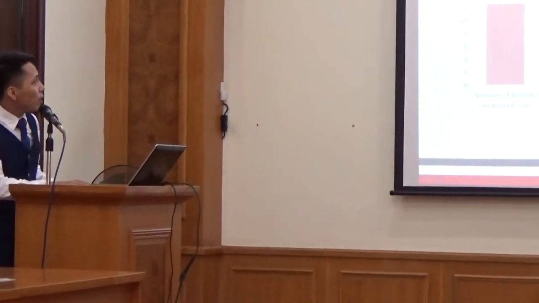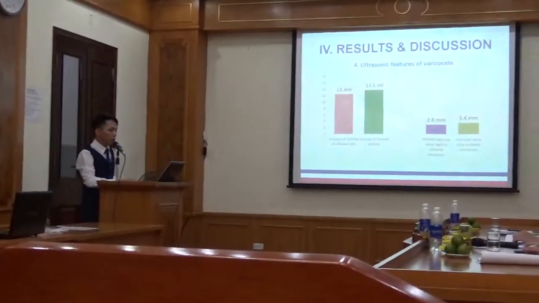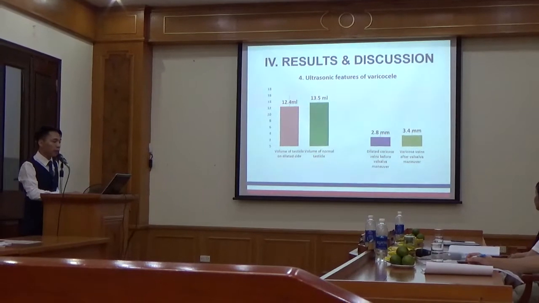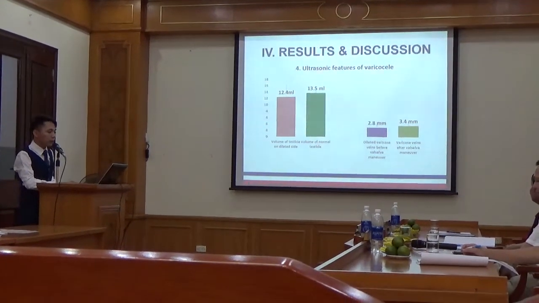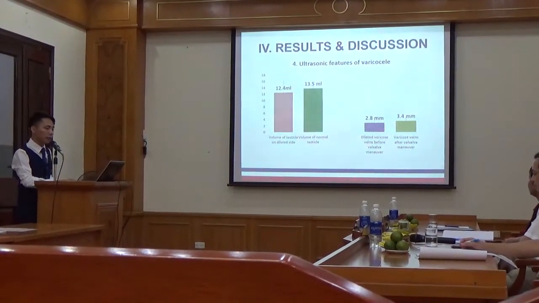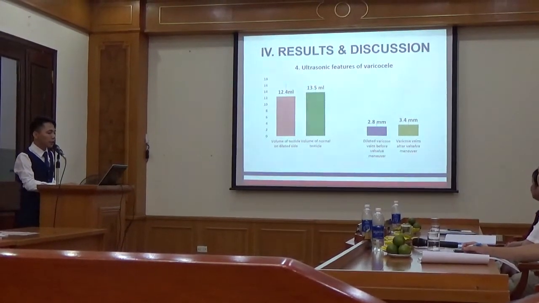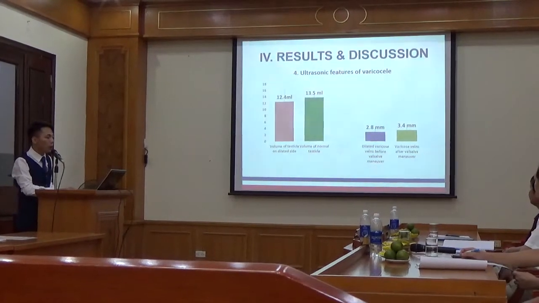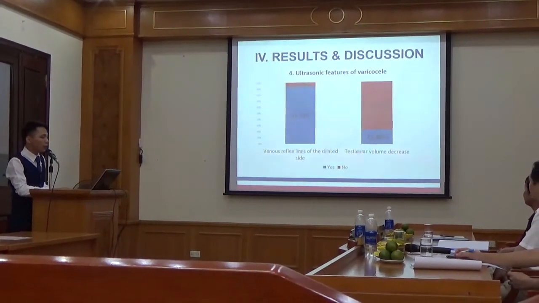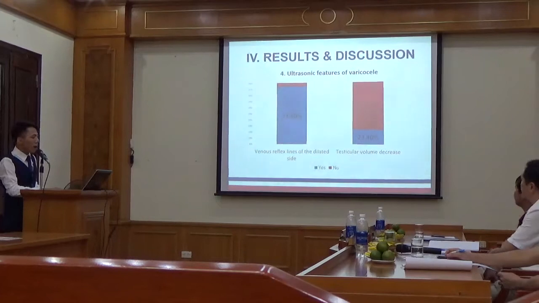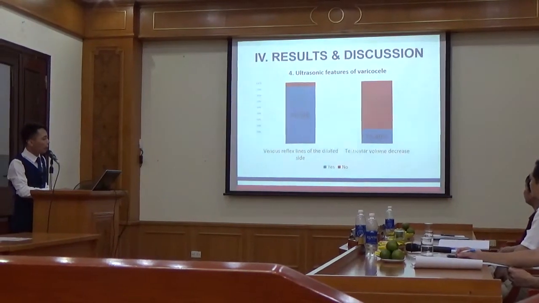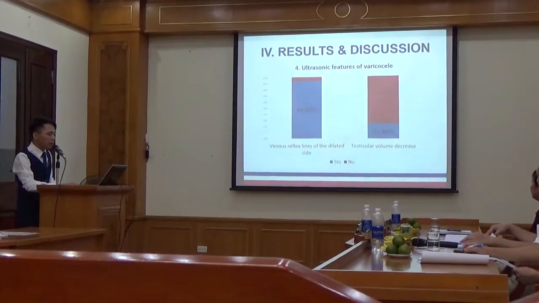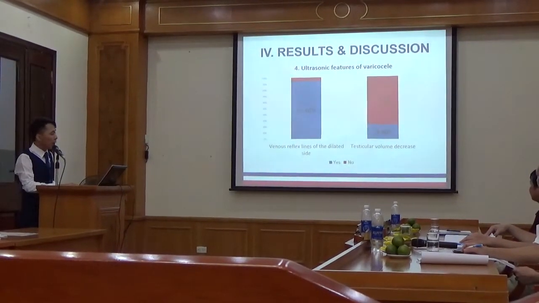4. Ultrasonic features of varicocele. The average testicular volume of the affected side is within normal limits, and after the Valsalva maneuver, the average testicular venous diameter significantly increased from 2.8 mm to 3.4 mm. Based on the results, we can see that there are 23.4% of cases with decreased testicular volume, and the venous reflux on the affected side is up to 93.4%.